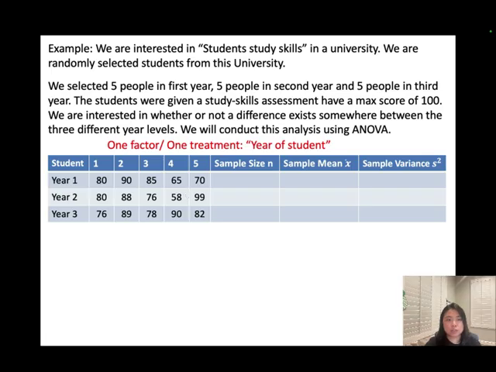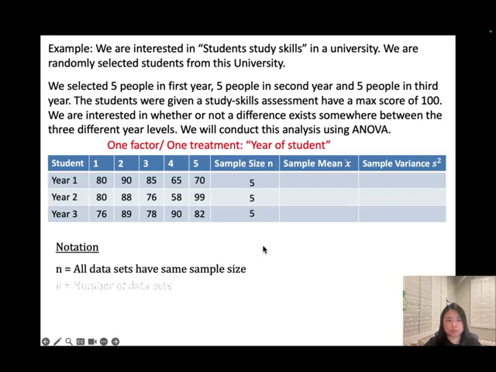Now let's look at the notation. n represents the sample size, since all data sets have the same sample size. You could see populations 1, 2, and 3 all have 5 samples, so n will be equal to 5. And k is the number of data sets. We have 3 populations, so k equals 3.